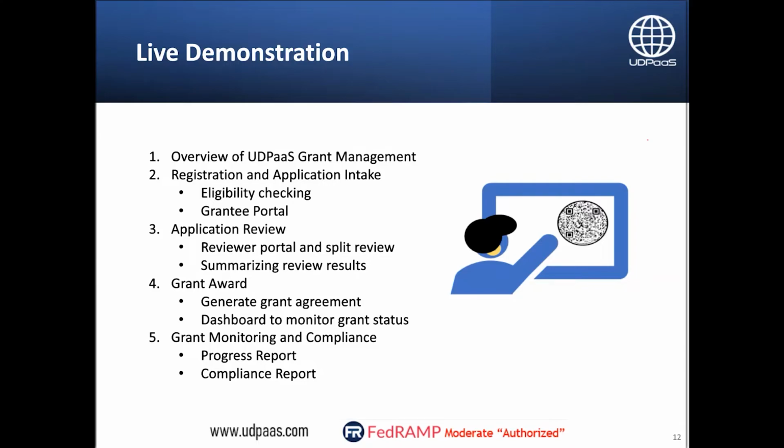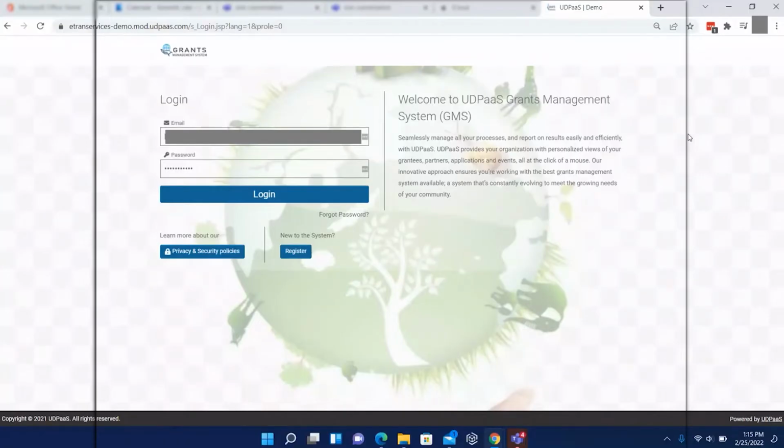So let me go ahead and share my screen, and let's dive right into the product. What we have here is the UDPaaS grants landing page. You're going to hear this from me quite a bit, but everything that you see on this page is customizable. These images in the background, the logos, the color schemes are all customizable to your liking. And of course, you can have a nice introduction here with maybe some photographs and things like that.